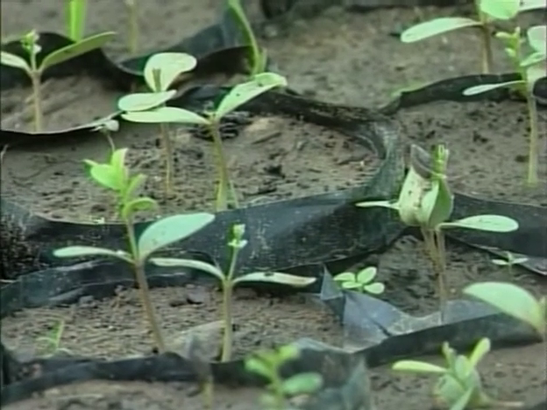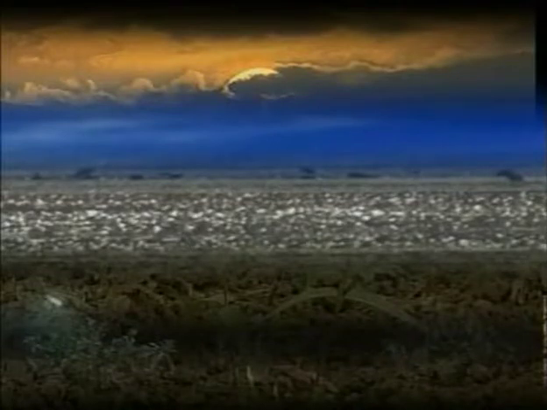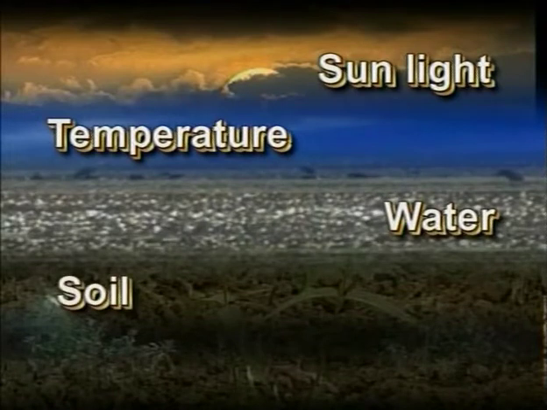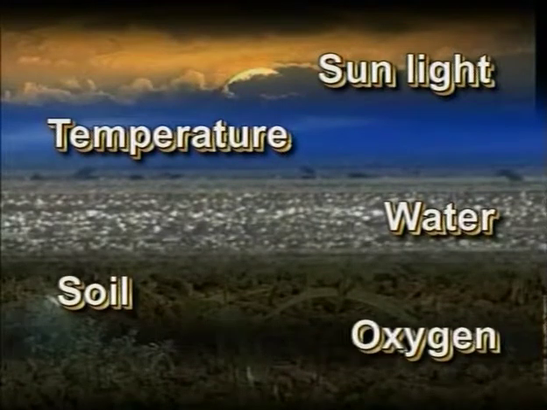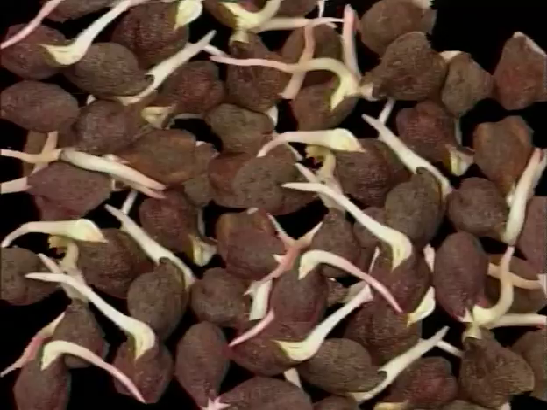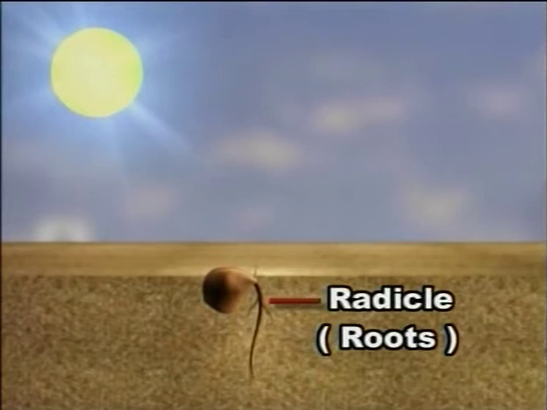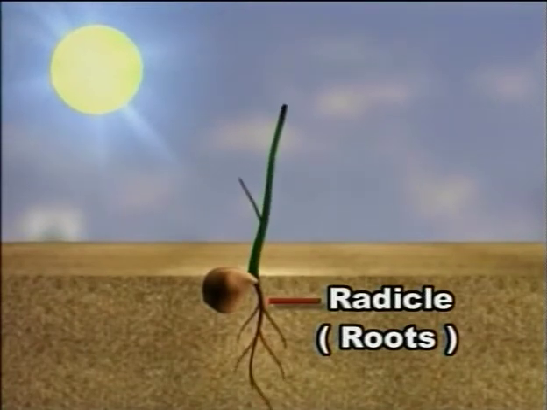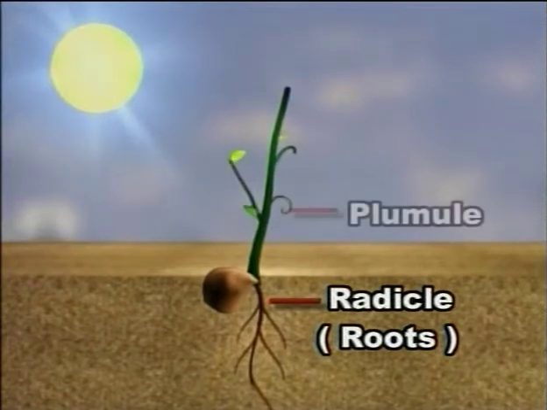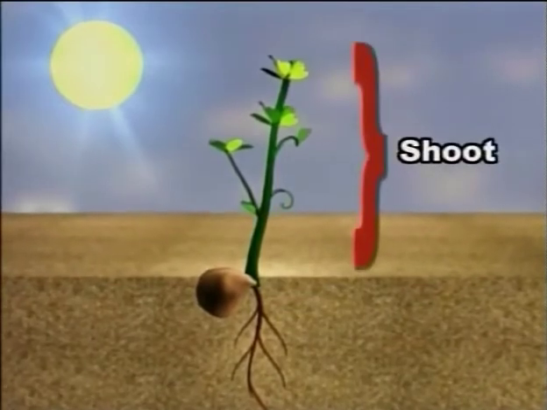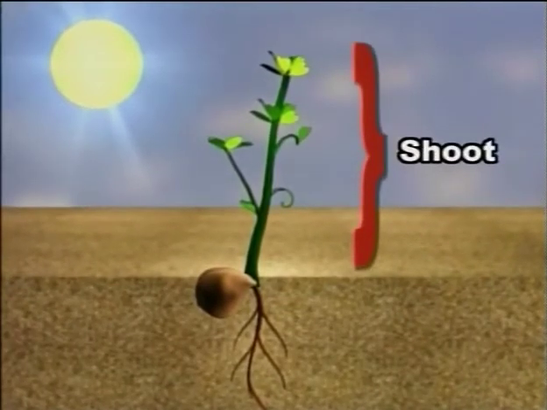The essential factors for seed germination are sunlight, temperature, water, soil, and oxygen. During the germination of the gram, from one end of the embryonic axis the radicle comes out, from which the root system is developed. After this, the plumule develops from the embryonic axis. This becomes the shoot from which leaves and the stem develop.